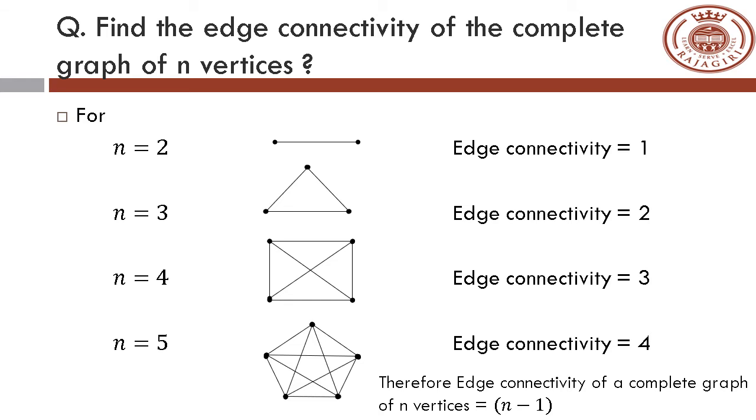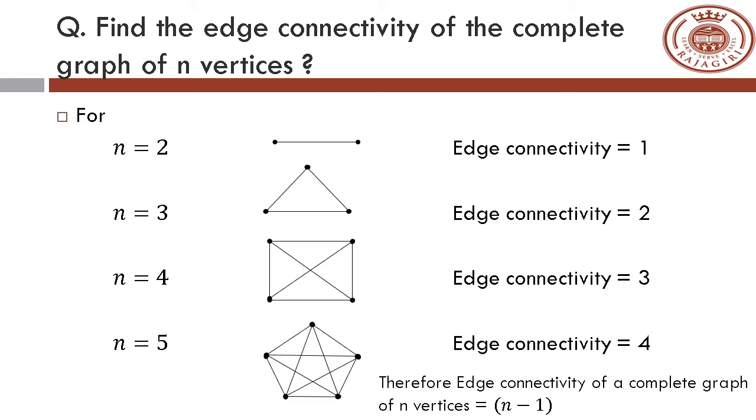Now, see the following examples. Find the edge connectivity of the complete graph of n vertices. In a complete graph, every pair of vertices is joined by an edge. In the first example, if the number of vertices is 2, you will have an edge connecting two vertices. If you remove this edge from the graph, it is disconnected into two isolated vertices. Therefore, edge connectivity is equal to 1. That means the graph is disconnected into two components.